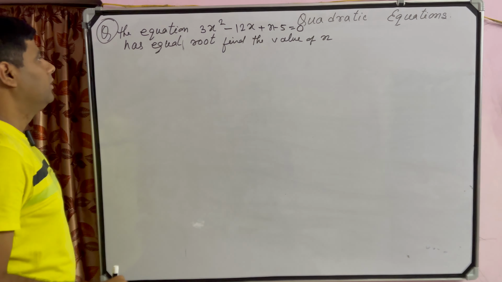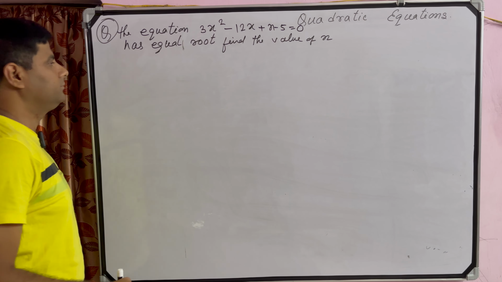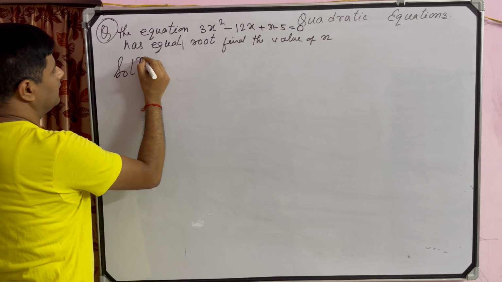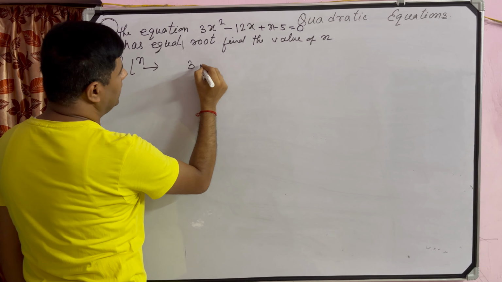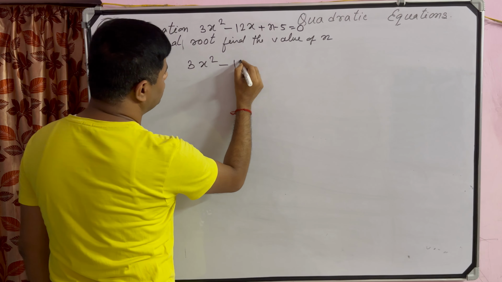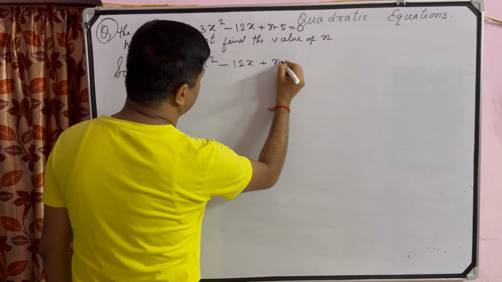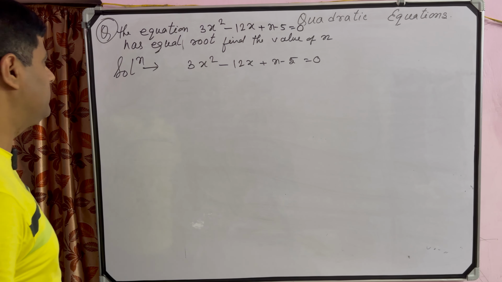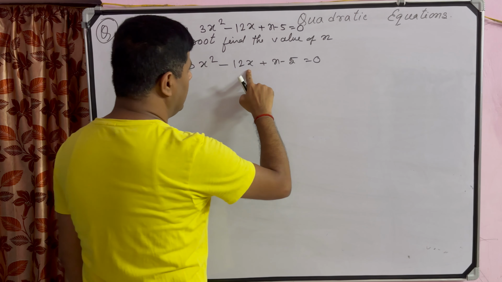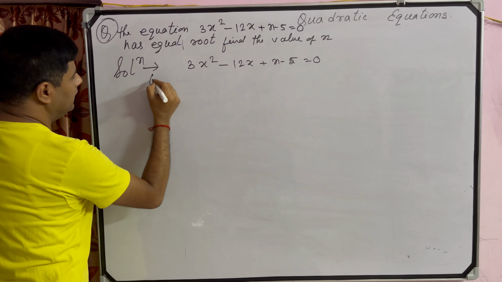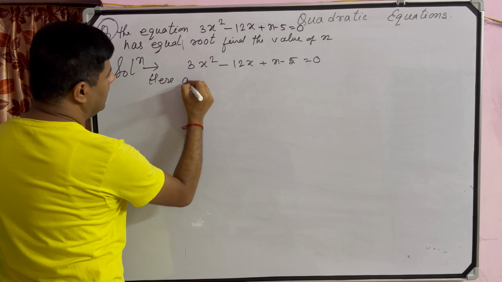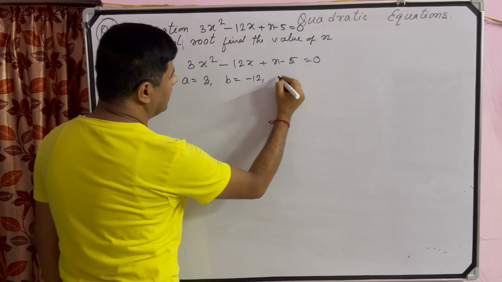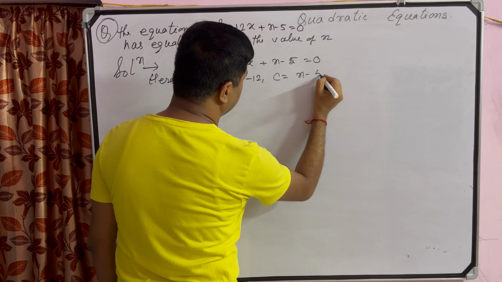Okay. So what we have to find first, solution is 3x square minus 12x plus n minus 5 equals to 0. At first find the value of a, b and c, that is the coefficient of x square, x and the constant term. So here a equals to 3, b equals to minus 12 and c equals to n minus 5.